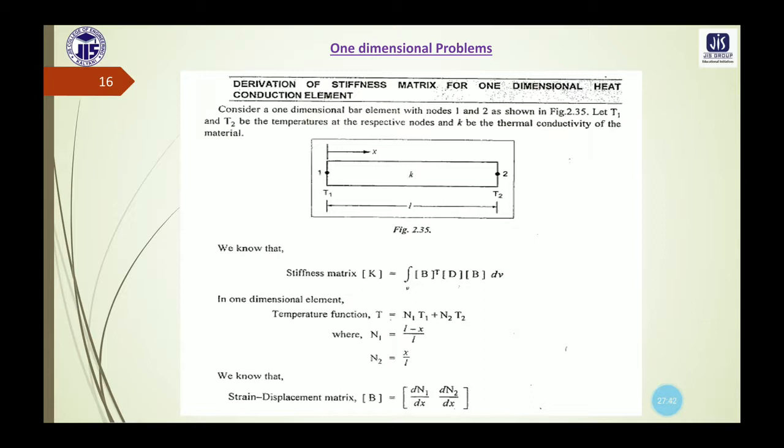Now, in a one-dimensional element, the temperature function in terms of the shape functions we have discussed just now is T equals N1 T1 plus N2 T2, where we have seen that N1 equals (L minus X) by L and N2 equals X by L.